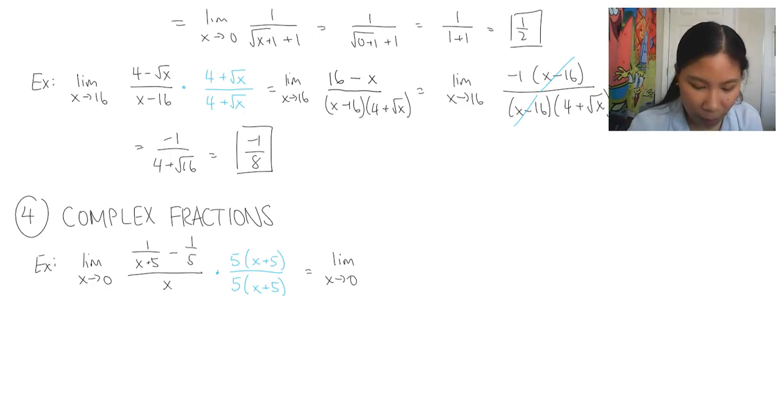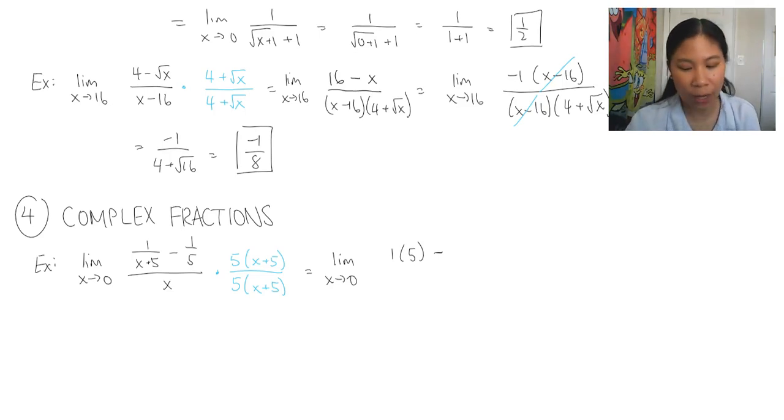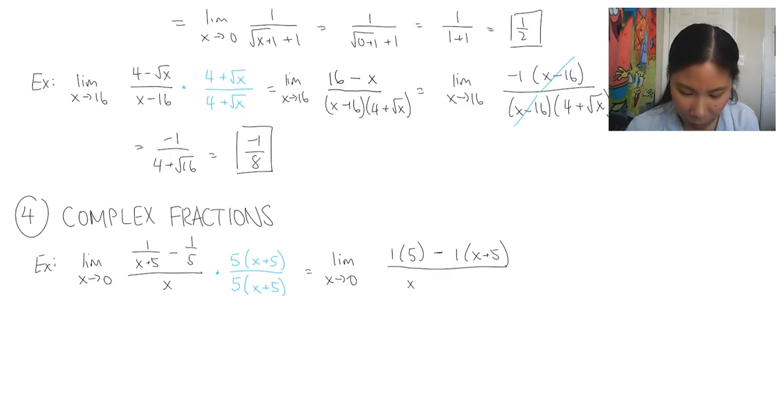But when I multiply my 1 over x plus 5 times 5 times x plus 5, the x plus 5s will cancel, leaving me with just that 1 and then the 5. Then I have the minus sign, and then 1/5 times 5 times x plus 5. The 5s will cancel, leaving me with just the 1 and the x plus 5. Okay, on the bottom, I'm just going to leave this all not multiplied out. Okay, cool.